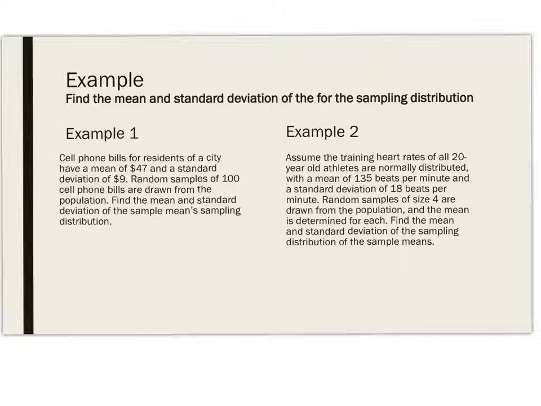First off, we need to check a couple of things. The first thing we're going to check is whether we're talking about the sample mean. If you look here, it says find the mean and standard deviation of the sample mean sampling distribution. So we're talking about the sample mean. The other thing we're interested in is what is the sample size that was given to me? It says random samples of 100 cell phone bills. That's the sample size. So n is equal to 100. Now, what is significant about 100? Well, this number n is greater than or equal to 30.